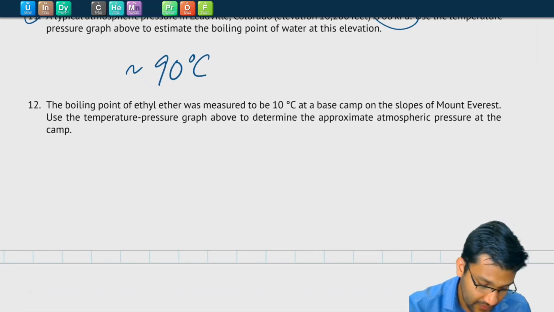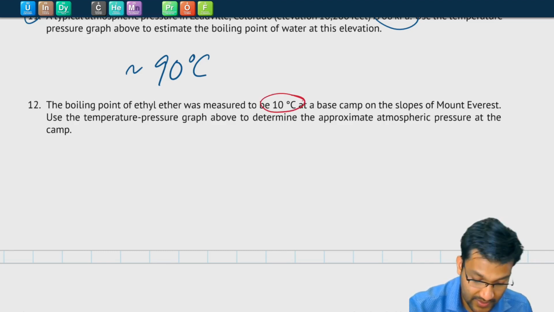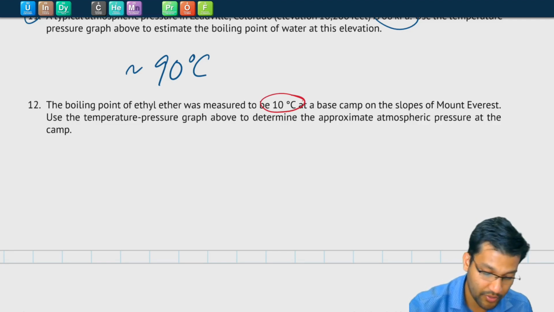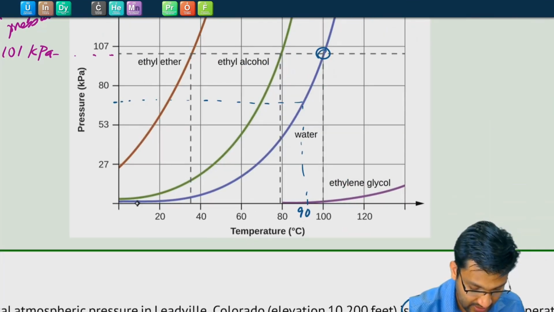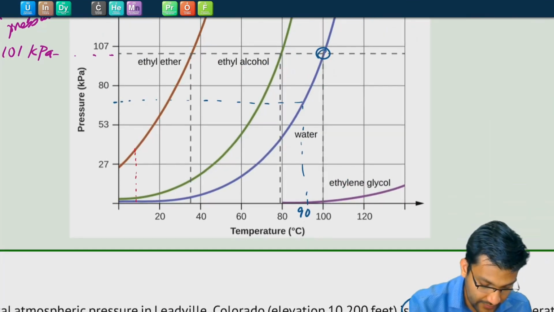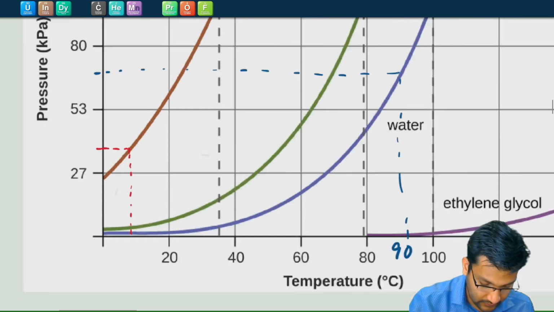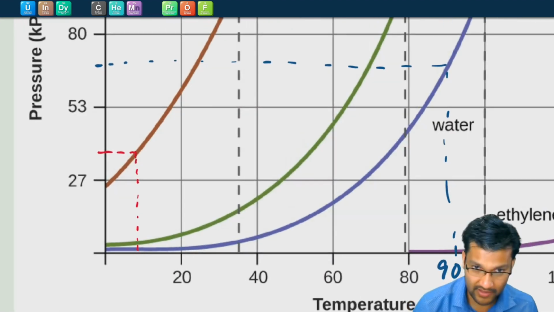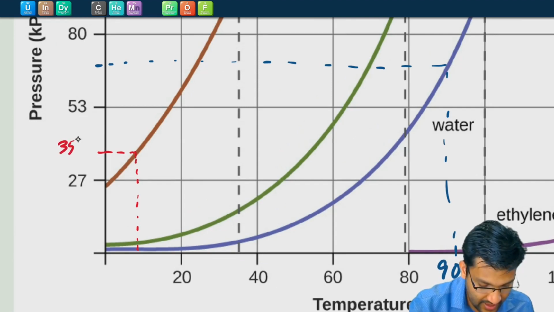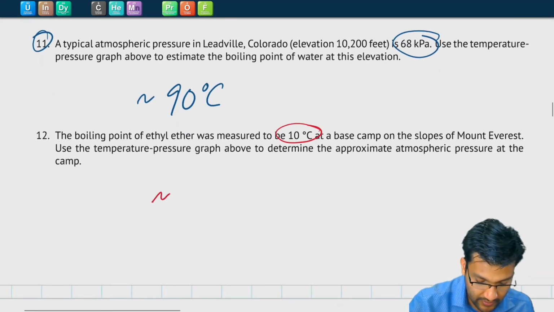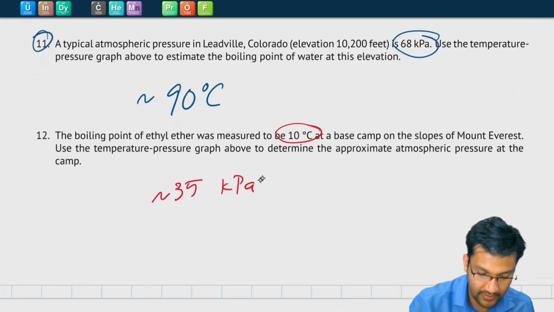Okay, let's look at number 12. It says that the boiling point of ethyl ether was measured to be 10 degrees Celsius at the base slope of Mount Everest. So what's the pressure there? Let's go up to this graph and figure out where 10 degrees Celsius is. Might be here. If you go across here, that pressure, this is just a graph, so we have to estimate. But I would say that might be 35 kilopascals or so. So I will say around 35 kilopascals.